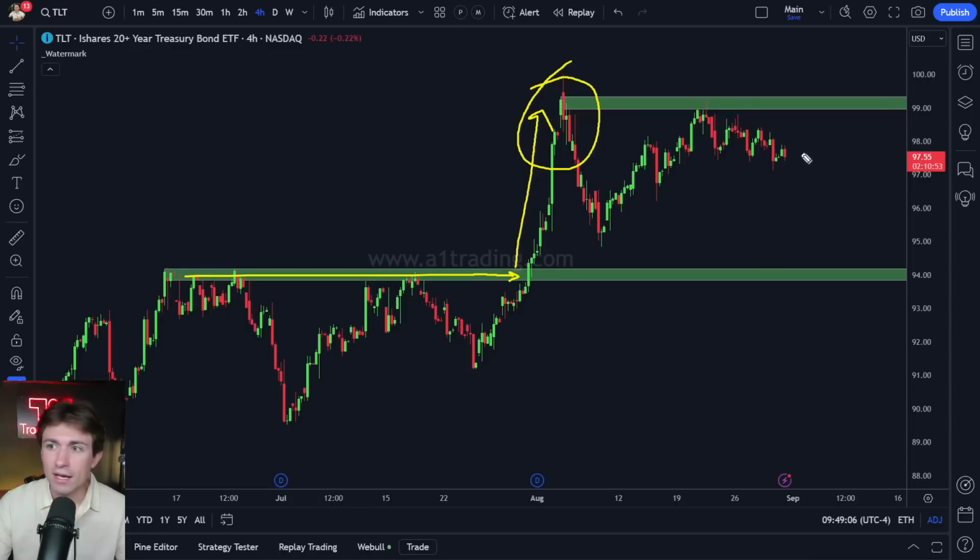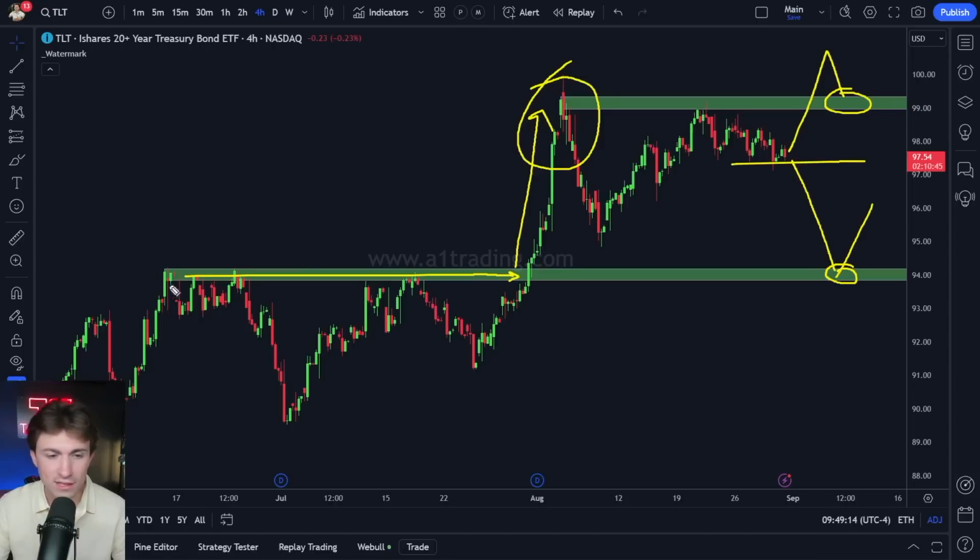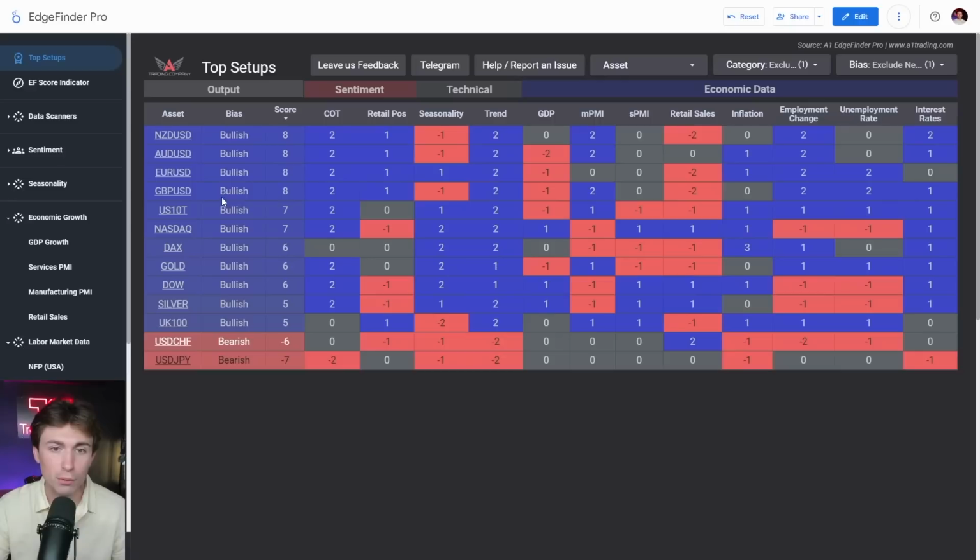That being said, I either like bonds on the long side here, or bonds on the long side if it comes down to this area. So I like both setups, but currently in no man's land, so nothing to do here, even though we're getting a bullish reading on the EdgeFinder.